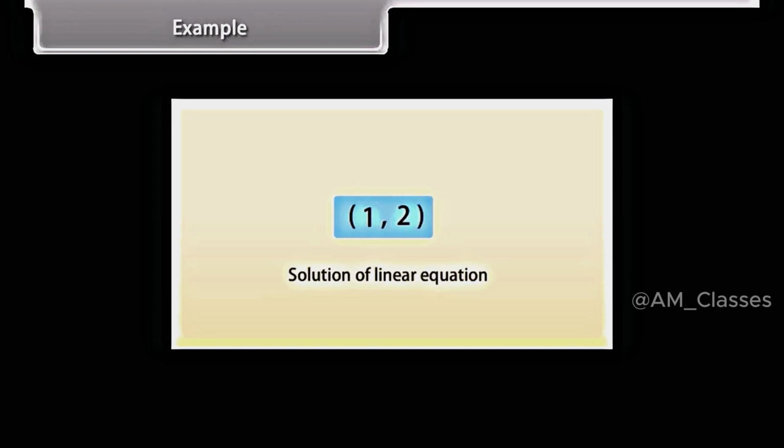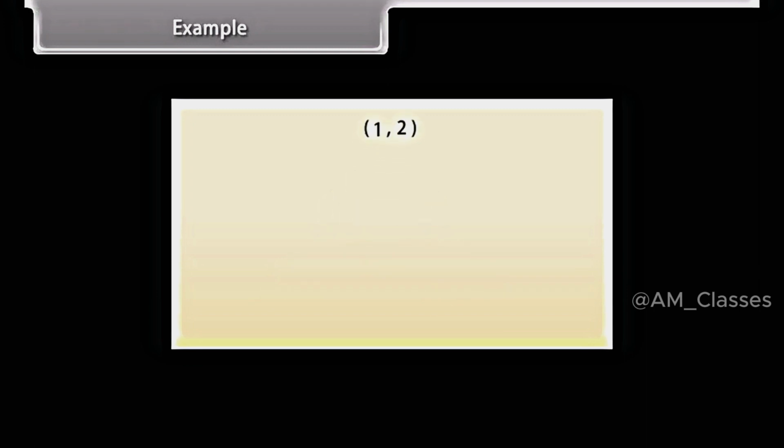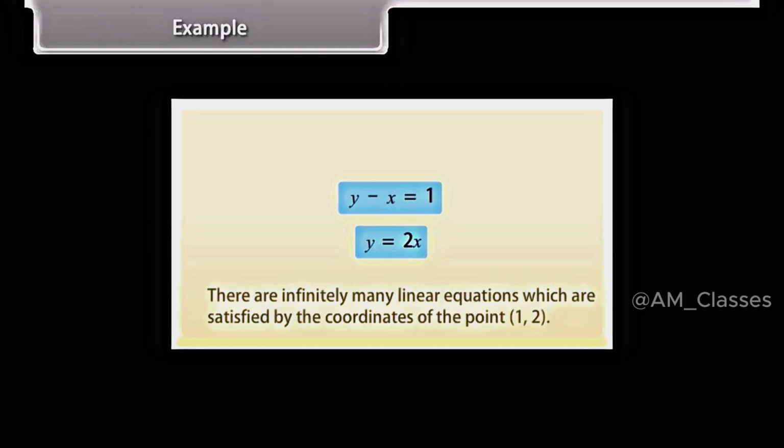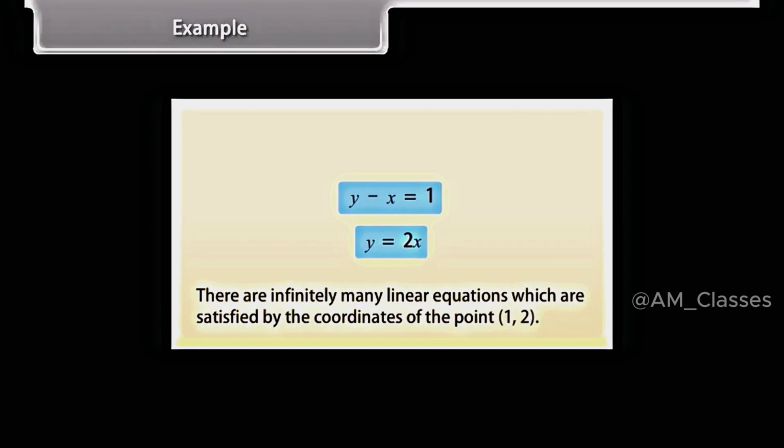Now we'll find the equation of a line on which it lies. Since 1, 2 is a solution of a linear equation, we will look for any line passing through the point 1, 2. One example of such a linear equation is x plus y is equal to 3, because when we put the value of x as 1 and y as 2, we get the answer 3. Other examples are y minus x is equal to 1, y is equal to 2x. In fact, there are infinitely many linear equations which are satisfied by the coordinates of the point 1, 2.